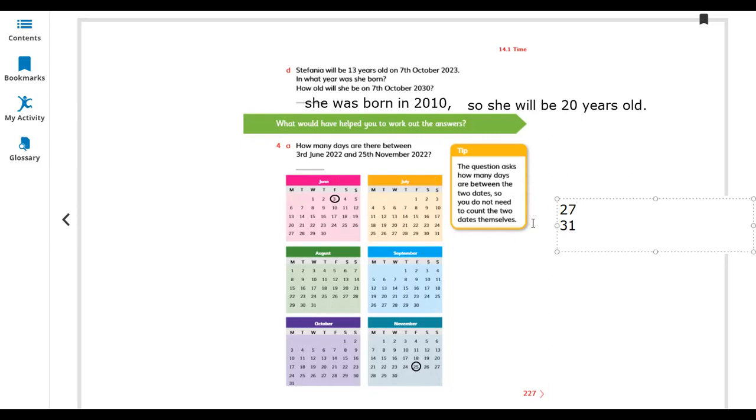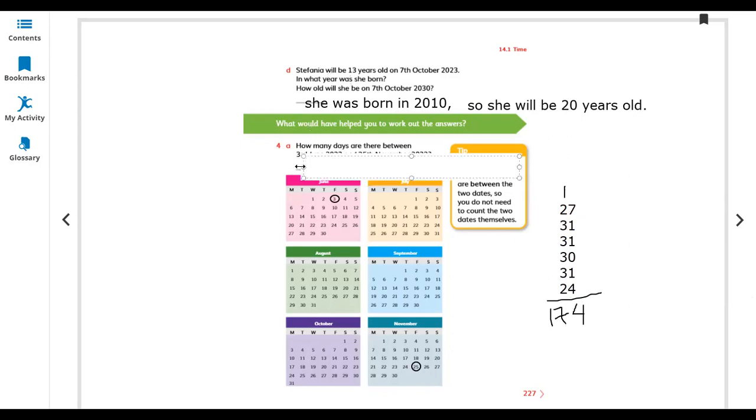June 27, July 31, August 31, September 30, October 31, and November we have 25 days. So when we are calculating, 7, 8, 9, 10 plus 4, 14. It's easy for us to plus like this. So 4, 1 carry, 2, 1 plus 2, 3, 6, 9, 12, 15, 16, 17. So we can easily calculate how many days: 174 days.